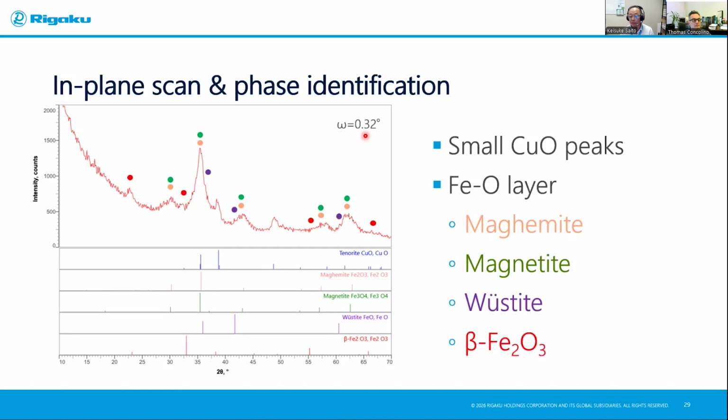But what I found is beta iron oxide. This is a metastable phase for the iron oxygen system. And this was never found by the out-of-plane scan. Especially the first peak around 23 or 24 degrees. So this shows the beta iron oxide phase on this sample.